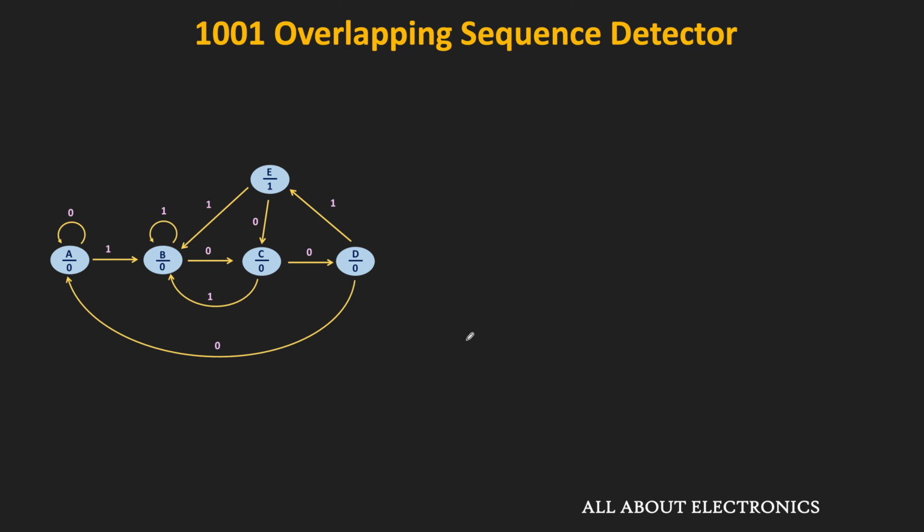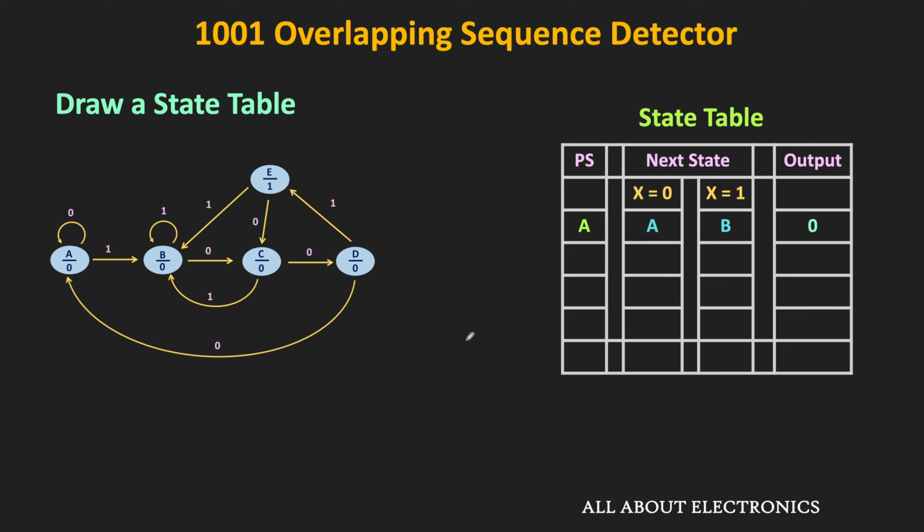So now, the next step is to draw a state table from the state transition diagram. In the state table, we will have the present state, the next state, the input and the output. So initially, when the machine is in the A state and the input is 0, then as per the state diagram, the machine will remain in the same state. But when the input is 1, then it will move to the B state. Since it is a Moore machine, the output of the machine depends on the present state. So in the A state, the output of the machine will remain 0, and therefore over here in the output column, we will write 0.